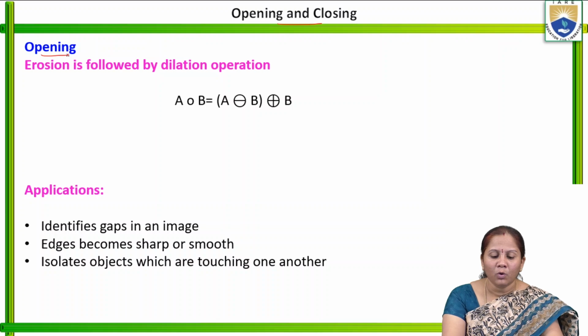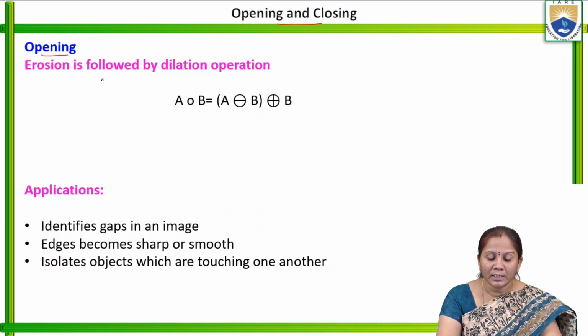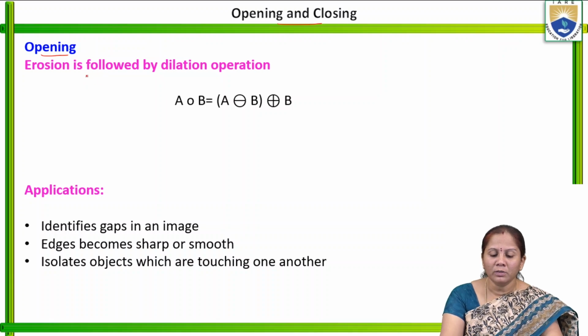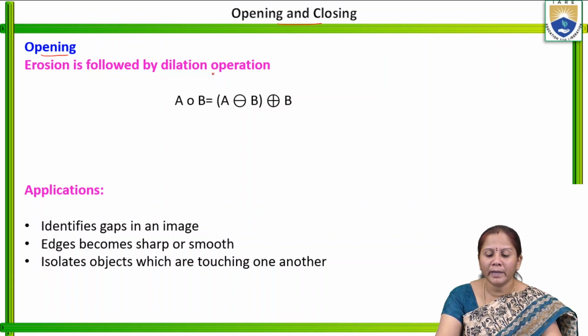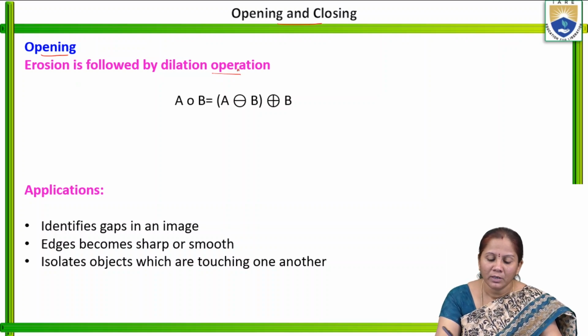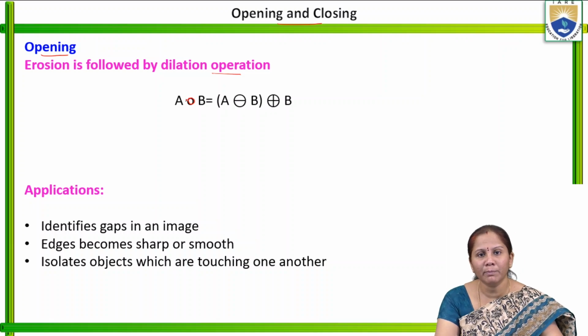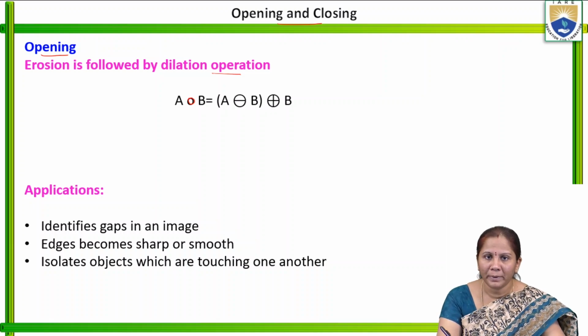So here, opening is also related to erosion and dilation. Opening means erosion followed by a dilation operation. Here we can see the small circle, which indicates A opening B. This small circle is the symbol used to represent opening.